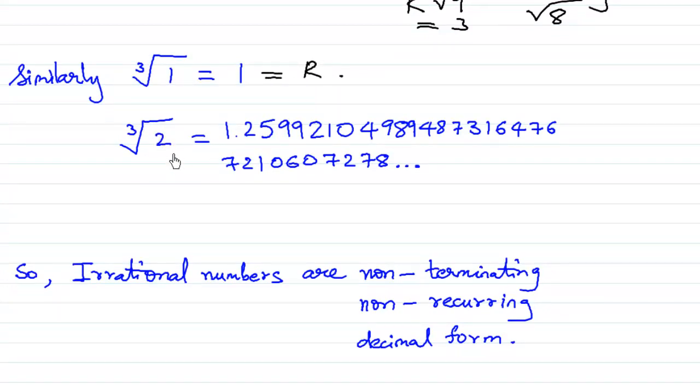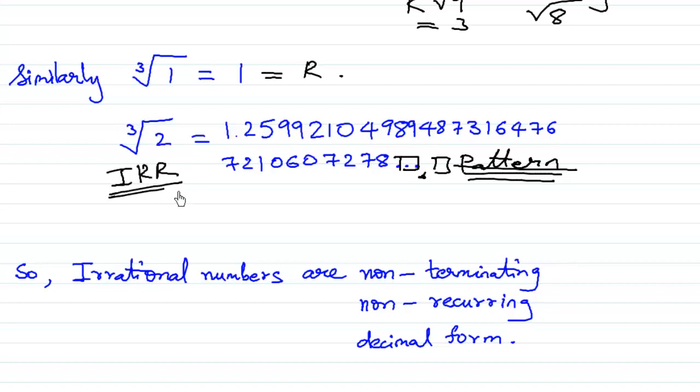But if you take the cube root of 2, it is 1.25992104 and all such digits. And there isn't any pattern in all these digits. There is no pattern. We cannot simply guess what are the next two digits. And they are not repeating, not recurring, and they do not even stop. They go on and on and on. There are an infinite number of digits. So even the cube root of 2 is an irrational number.